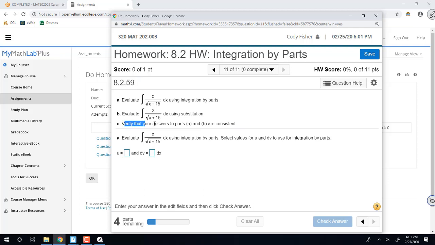So it was this last part though? Yeah. I mean, obviously they would be the same, but I couldn't figure out algebraically how to get them to be the same. So you'd have two different representations as the antiderivative. Yes. Algebraically, they probably look a lot different. So I guess for this part C, to verify that they're consistent, you could just take the derivative of both of them to see if they came out to be x over root x plus 15.